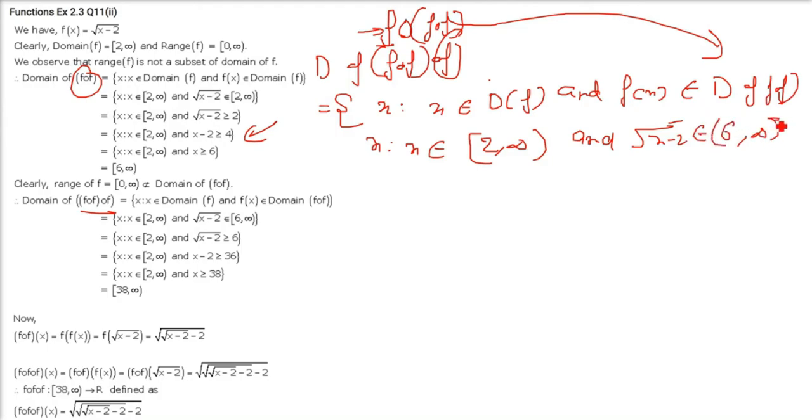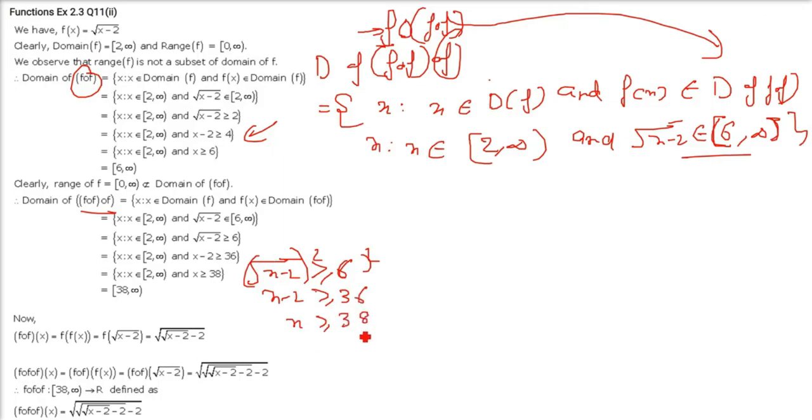Now take the second part here. Under root x minus 2 belongs to 6 to infinity, so it is greater than or equal to 6. Now square both the sides. You get x minus 2 greater than or equal to 6 square, which is 36. So x is greater than or equal to 36 plus 2, which is 38.